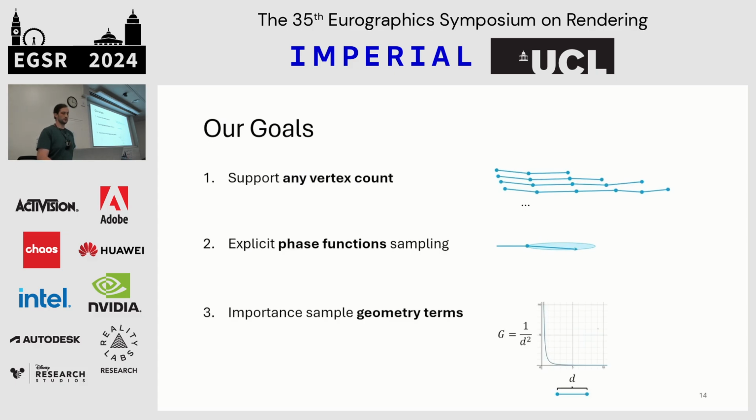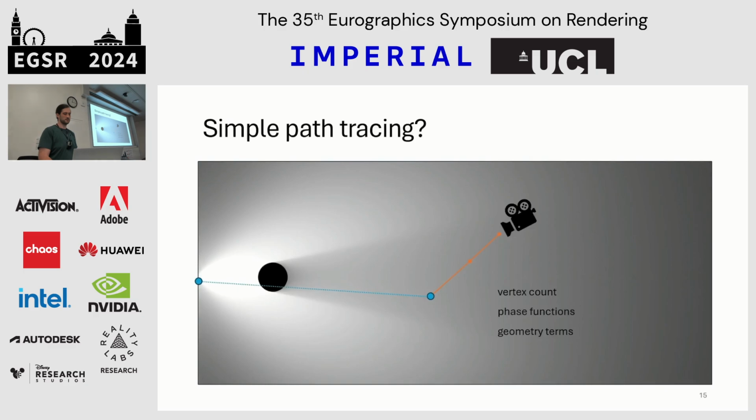So if you look at this list of goals and turn back to simple path tracing, we might think, doesn't this already solve all the problems? Because we can trace any number of vertices, we get arbitrarily long paths. We can also sample the phase functions along the way. And the geometry terms are implicitly sampled here because we are in the solid angle domain. So the only issue here is really that we just arrive at some random other point that we didn't want to go to in the first place.